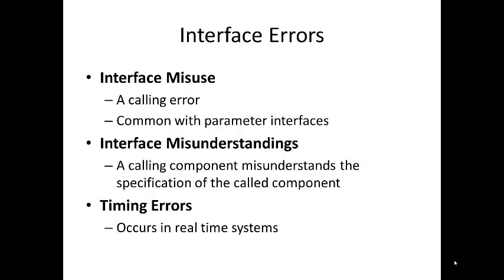So types of errors that you can get in these interfaces. One is misuse, a calling error. So the person developing object 1 that calls object 2 didn't know what parameters to send in, or sent in the parameters out of order. How can you correct that? Interface misunderstanding again goes to misunderstanding the specification of the called component, and timing errors. These can occur in real-time systems.